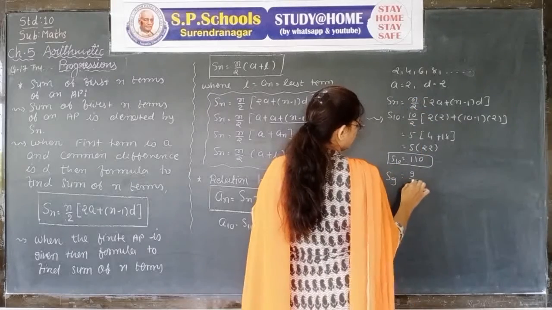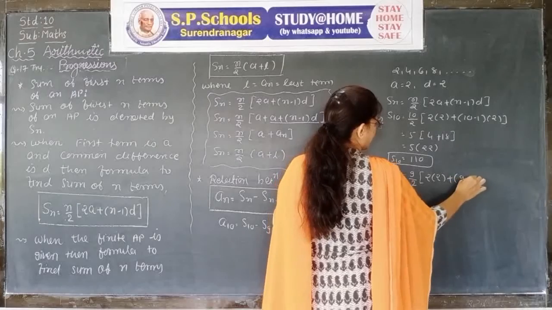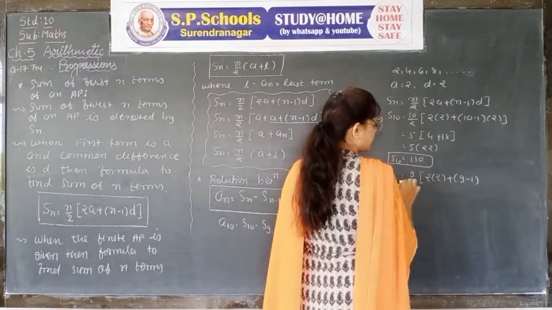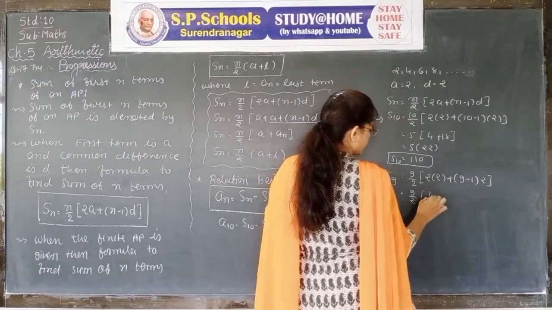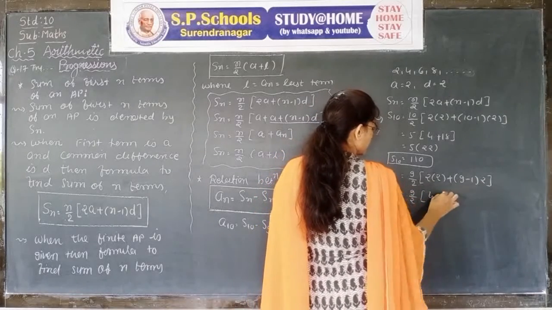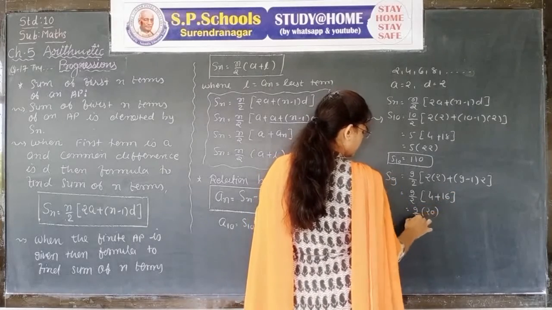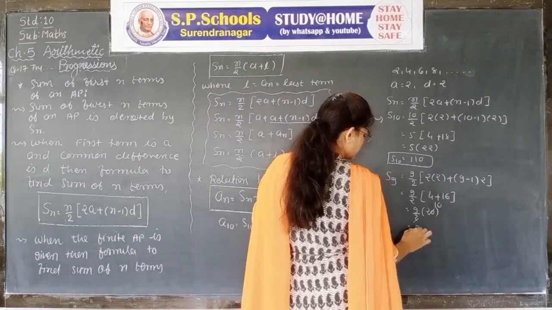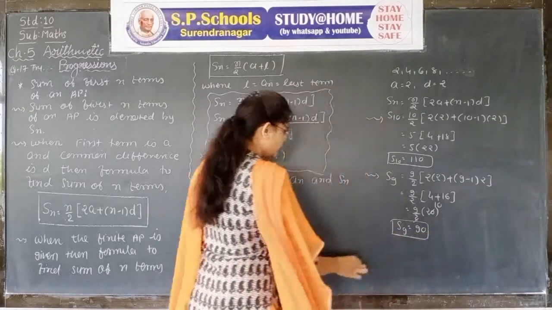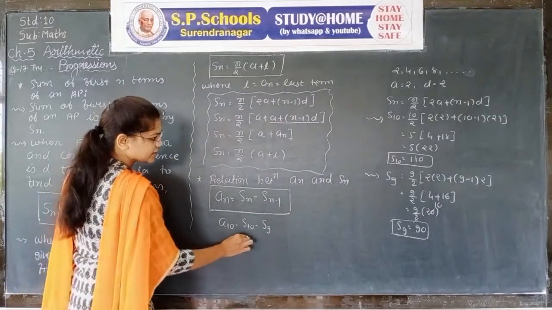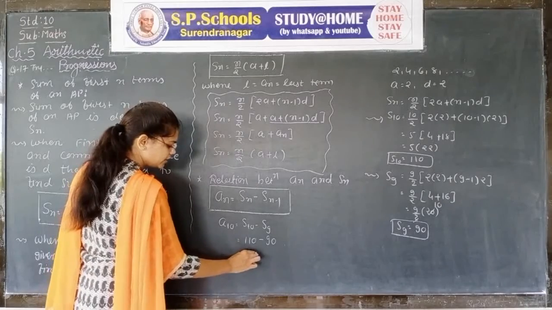In the same way we find S9, because 10 minus 1 gives 9, not S8, compulsory S9. S9 equals 9 upon 2 into bracket 2 into 2 plus 9 minus 1 into 2. 9 upon 2, 2 twos are 4, 8 twos are 16, so 20. 9 upon 2 into 20, and our answer is 90. Here S9 equals 90. Now S10 is 110 and S9 is 90, so our answer is 20.